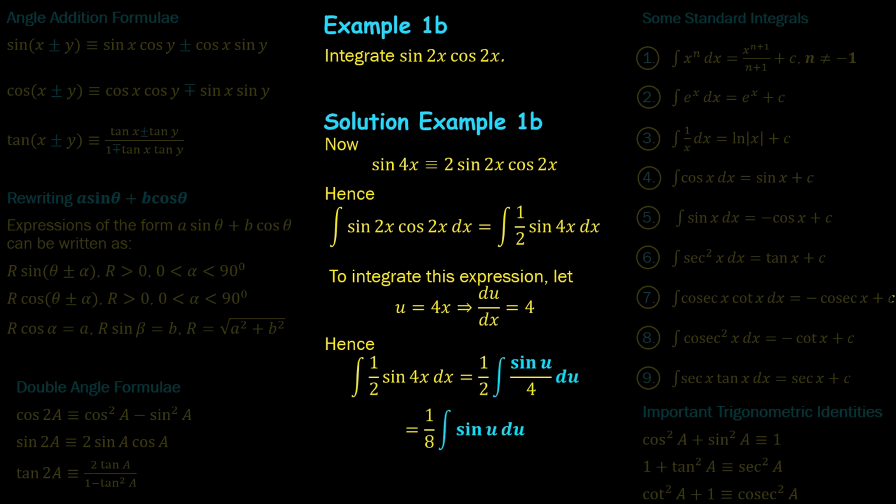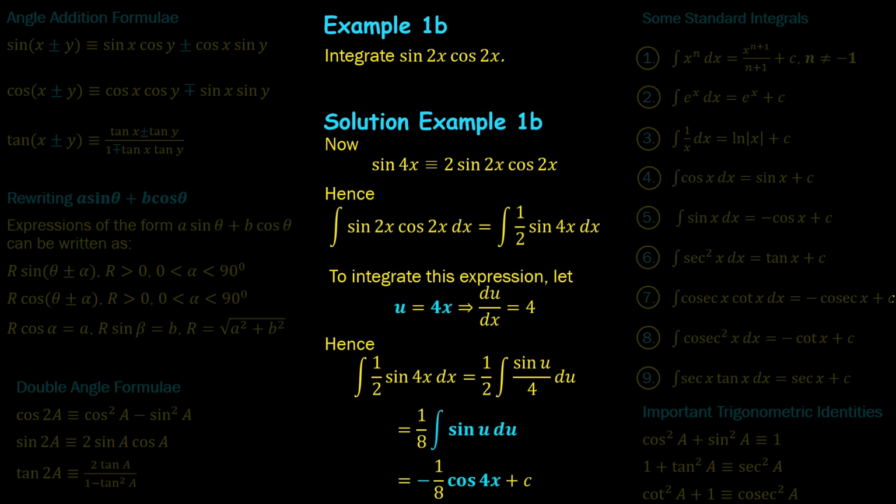And so we simply have to integrate sin u with respect to u. And integrating sin u gives us minus cos u as shown here. And of course we can replace the u with 4x as shown, to give us that our integral is equal to minus 1/8 cos 4x plus c.